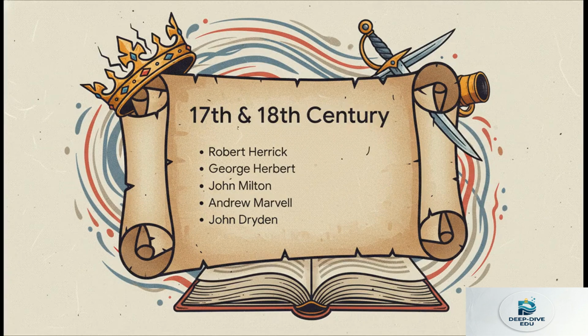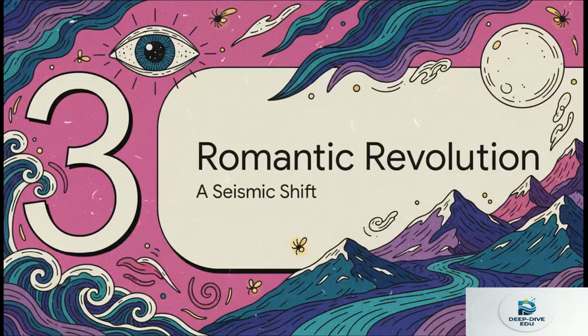Writers like Herrick, Herbert, and Milton were navigating the chaotic English civil wars, while Marvell and Dryden had to politically survive the restoration of the monarchy. They were using poetry to explore deep theology and public debate in a highly dangerous world. Eventually, though, society gets tired of strict rules. Welcome to Section 3, the Romantic Revolution.